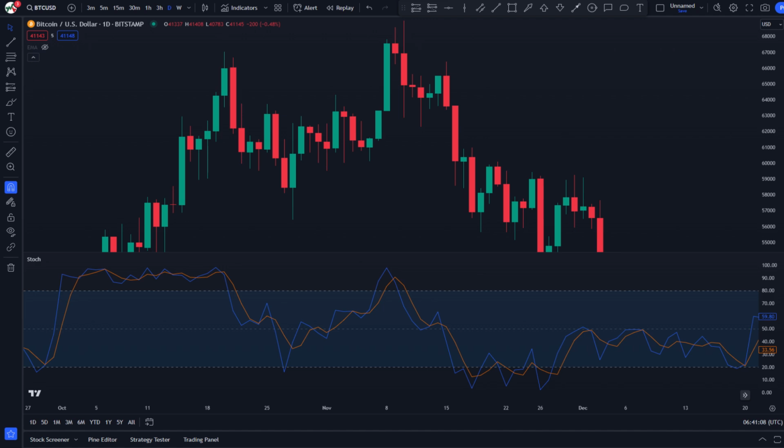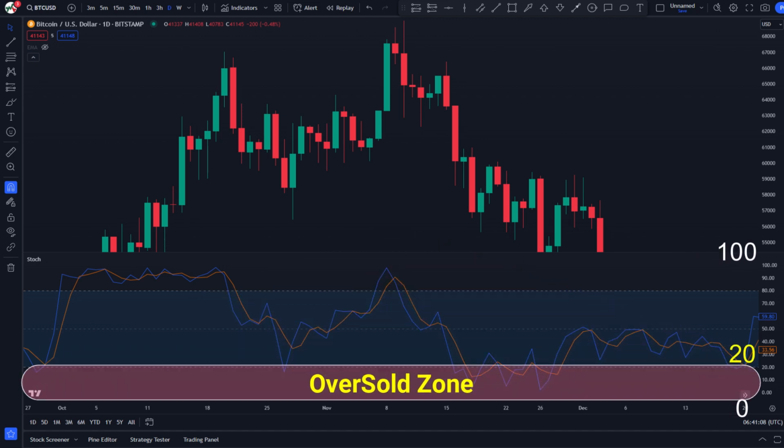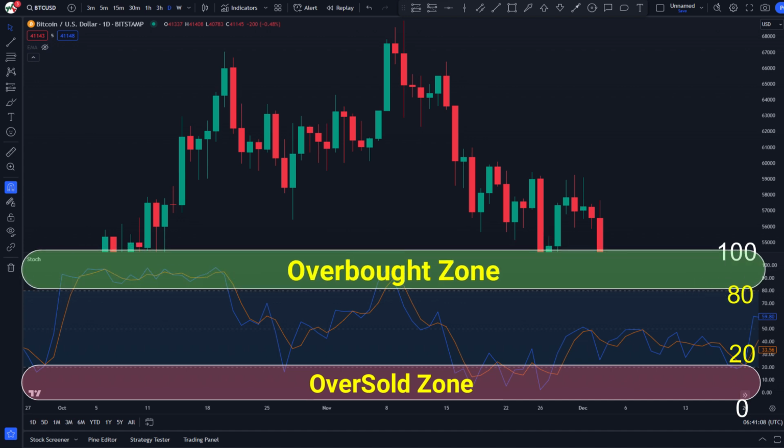The stochastic indicator is expressed as a percentage ranging from 0 to 100 and is divided into two zones. The oversold zone falls between 0 and 20%, and the overbought zone spans from 80 to 100.